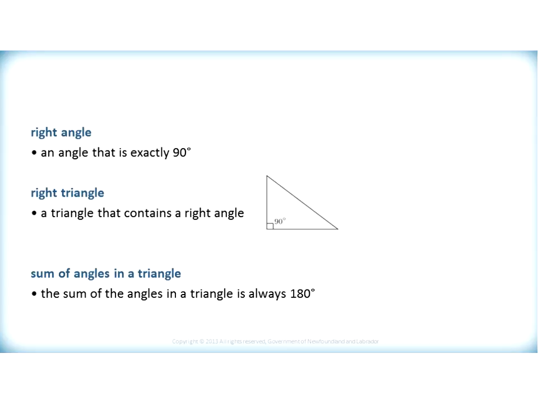And lastly, when you look at the sum of angles in a triangle, they always add up to 180 degrees. No matter what triangle you have, what type, whether it's equiangular, isosceles, or scalene, whether it's an obtuse triangle, an acute triangle, or a right triangle, it's going to have the sum of the angles equal 180 degrees.